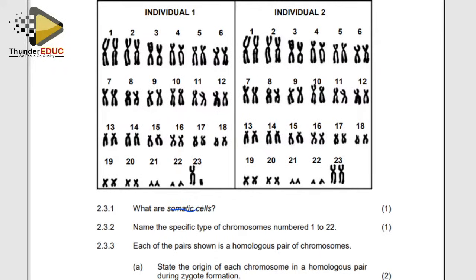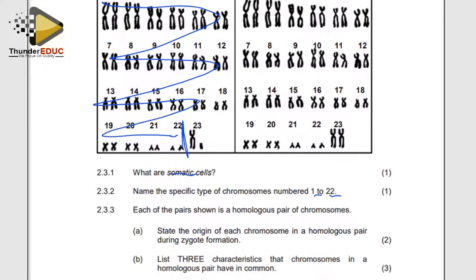Good. Name the specific type of chromosomes numbered 1 to 22. How do you call these? We call them autosomes. Each pair shown is a homologous pair of chromosomes. State the origin of the chromosomes in the homologous pair during the zygote.